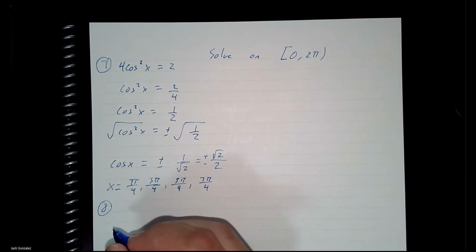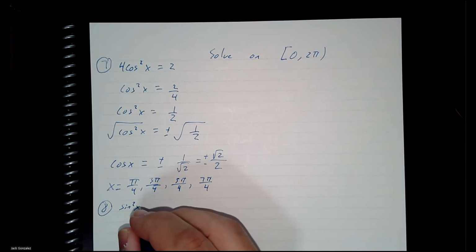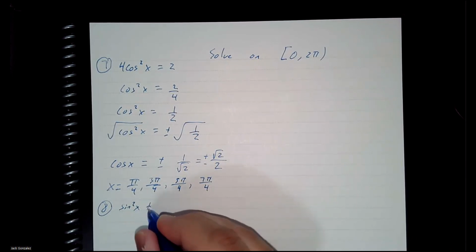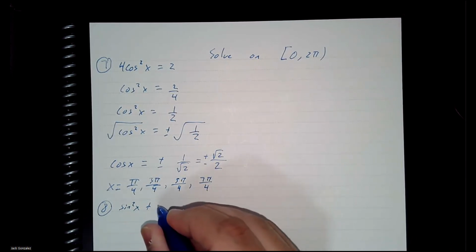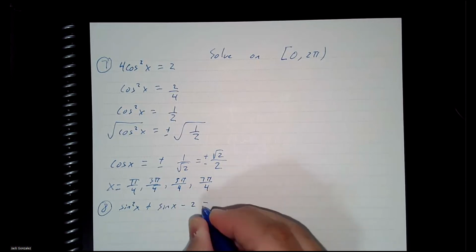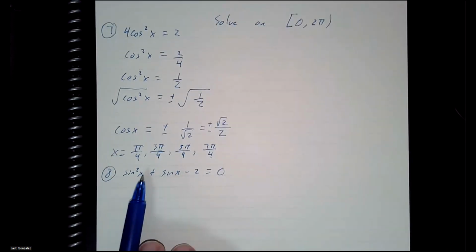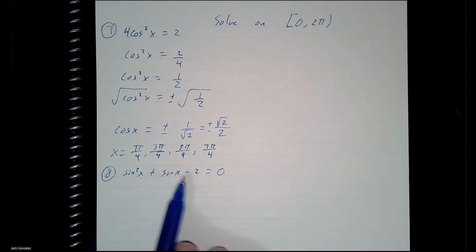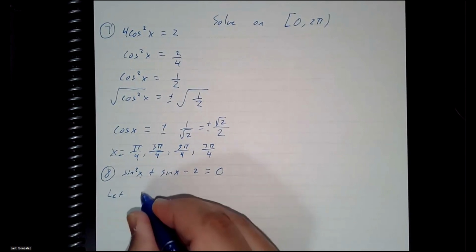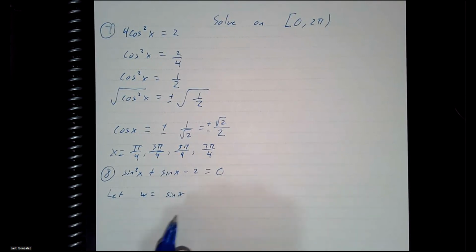Number 8. Number 8 says sine squared x plus sine x minus 2 is equal to 0. So this is a factoring type. It looks like a quadratic. So let w equal sine and then just factor as normal. If this helps you, do the substitution. If not, just do it straight up.